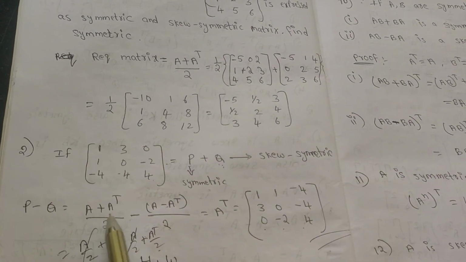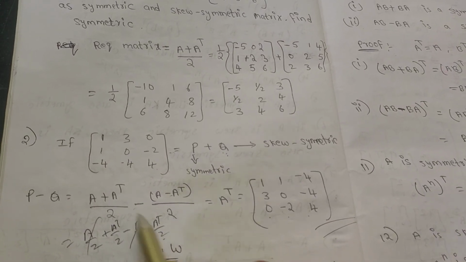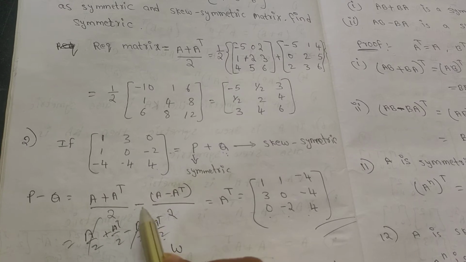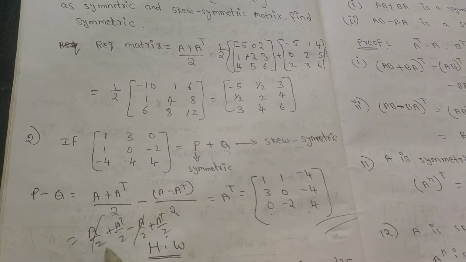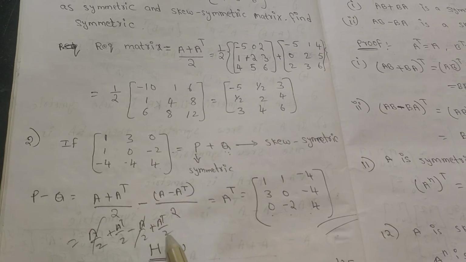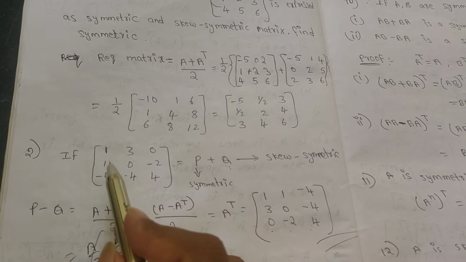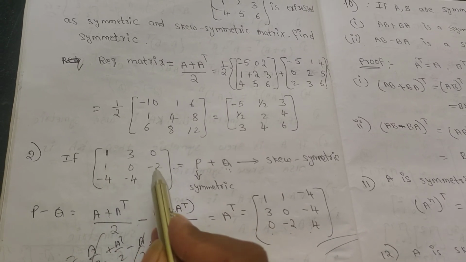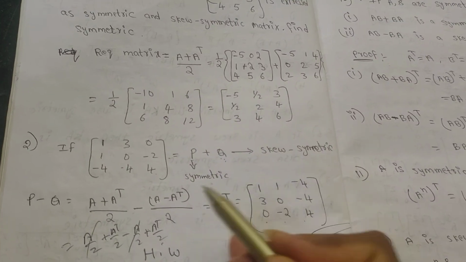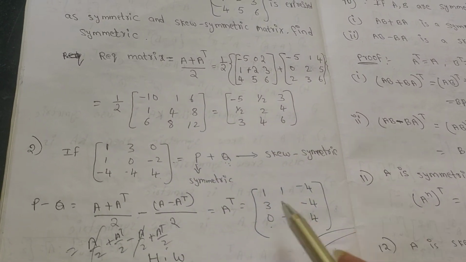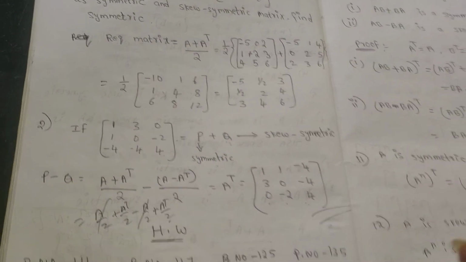So P minus Q is nothing but (A plus A transpose) by 2 minus (A minus A transpose) by 2. If you simplify this, A by 2 plus A transpose by 2 minus A by 2, minus into minus plus A transpose by 2. So minus A by 2 plus A by 2 cancel. So we have 2A transpose by 2, that is equal to A transpose only. So A transpose is nothing but 1, 3, 0 as first column, 1, 0, -2 as second column, -4, -4, 4 as third column. So [1, 1, -4; 3, 0, -4; 0, -2, 4]. So this is the required answer.